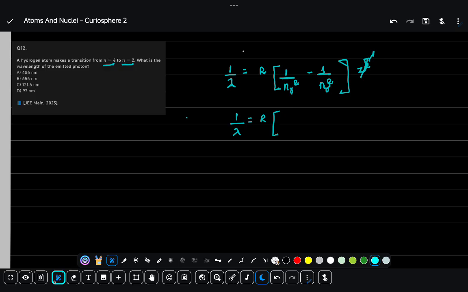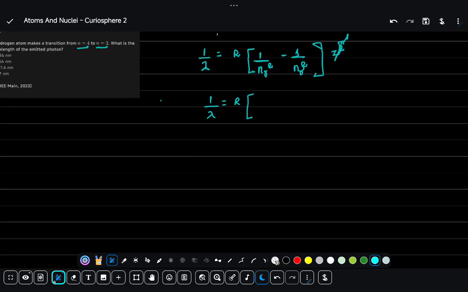Only the sign changes. Energy is either lost when it is moving from higher energy to lower energy, or it is gained when moving from lower energy to higher energy. You remember? But wavelength will always be positive because length cannot be negative, right? So you have to remember that. 1 by n2 square minus 1 by 4 square, you will get R into 1 by 4 minus 1 by 16.